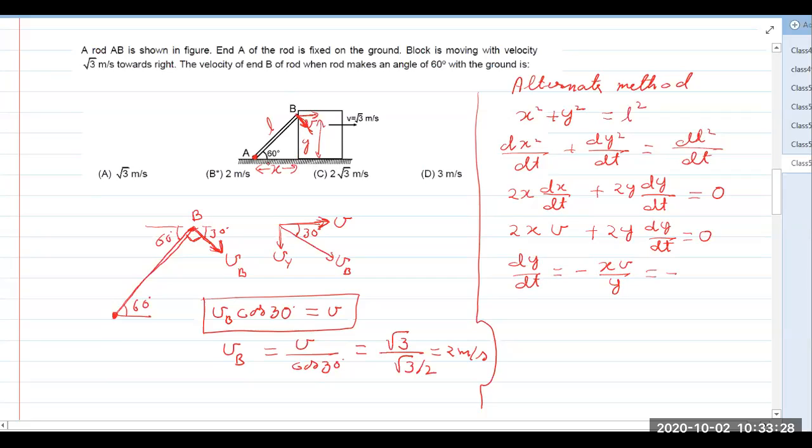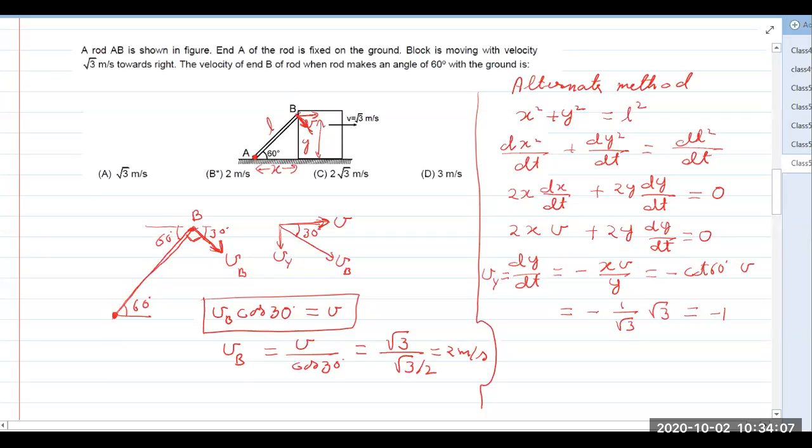Now x by y, where x is this and y is this, is actually cot of that angle 60. So it is minus cot 60 degrees into v. How much is cot 60? Cot 60 is 1 by root 3, and v was root 3. So this is minus 1. So the velocity in the y direction, Vy, of this point is minus 1.